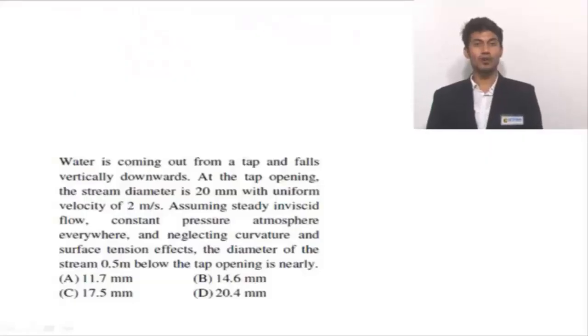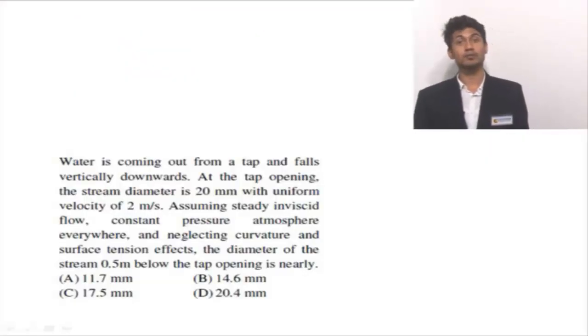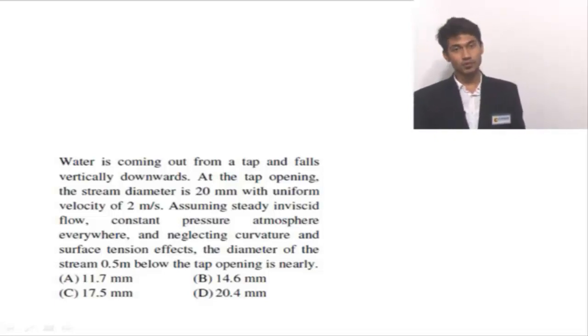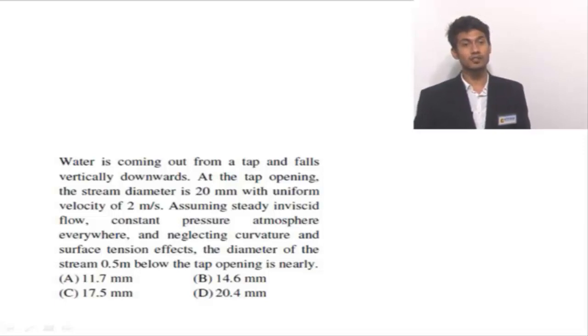The question is, water is coming out from a tap and falls vertically downwards. At the tap opening, the stream diameter is 20 mm with a uniform velocity of 2 meter per second. Assuming steady, inviscid flow, constant pressure atmosphere everywhere, and neglecting curvature and surface tension effects, the diameter of the stream 0.5 meter below the tap opening is nearly.